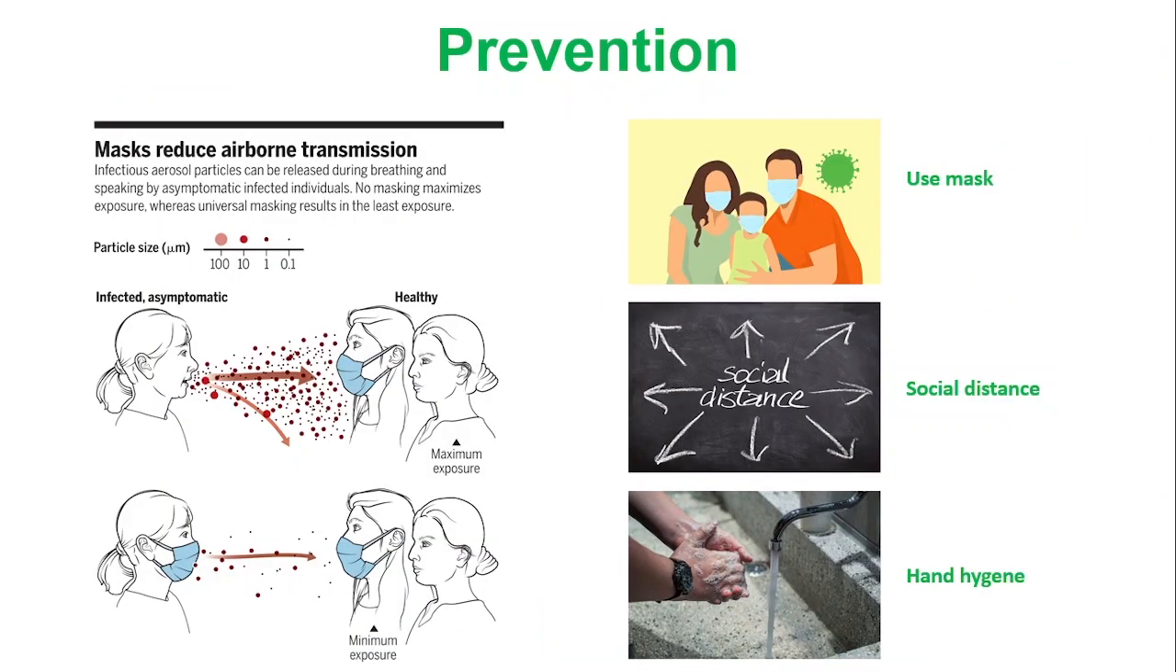As we know, prevention is better than cure, so prevention is always the best. First-line prevention is using a mask, social distancing and hand hygiene. If we use a mask, there will be less spread of coronavirus and the least chance of exposure to coronavirus. So this is the best option for preventing coronavirus.